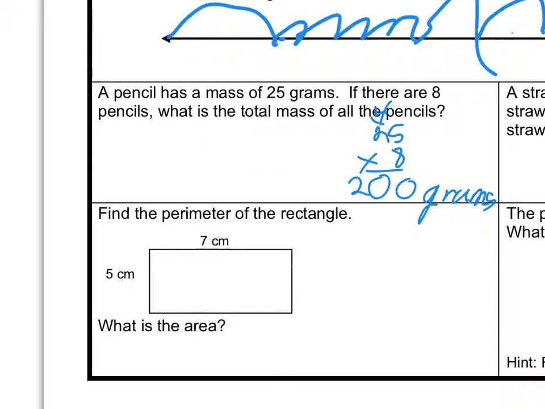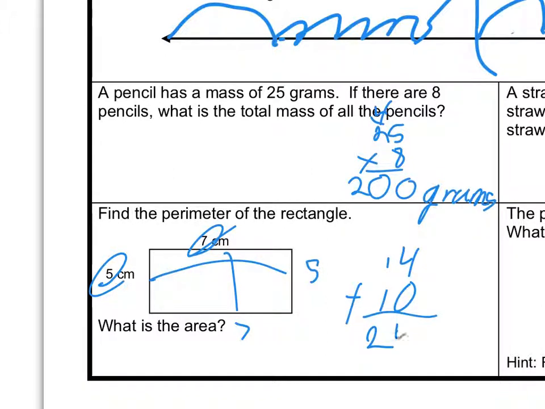So this last one says, find the perimeter of the rectangle. So it has a 5 over here and a 7 right here. If you're trying to find the perimeter, it asks you what's the whole entire thing going to be. So on this side it's going to be another 5, and down here it's going to be another 7. So 7 plus 7 equals 14, and 5 plus 5 equals 10. If you add those two together, you get 24. So the centimeters, make sure you add that centimeter sign. So now it's asking us what's the area. To find the area, you should do length times width. So 7 times 5 equals 35. So the area would be 35 centimeters.